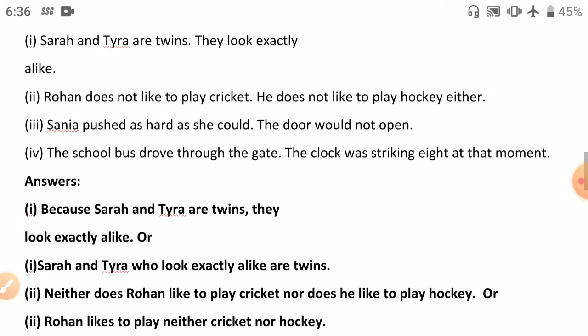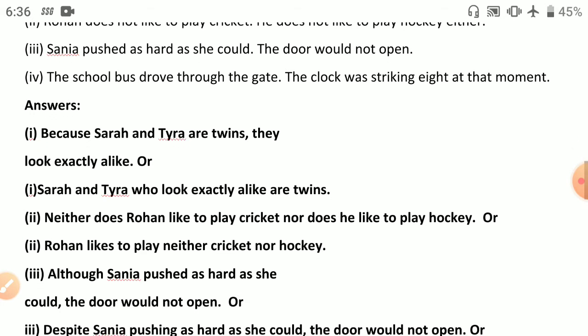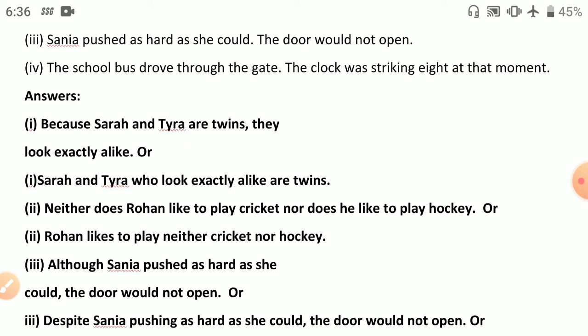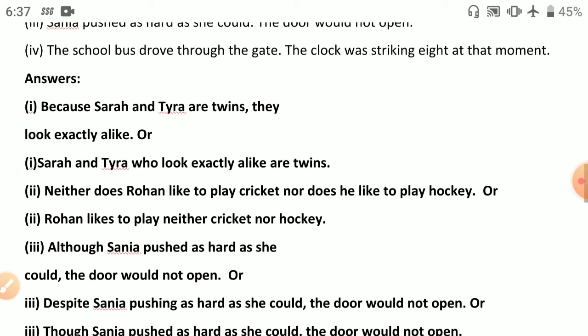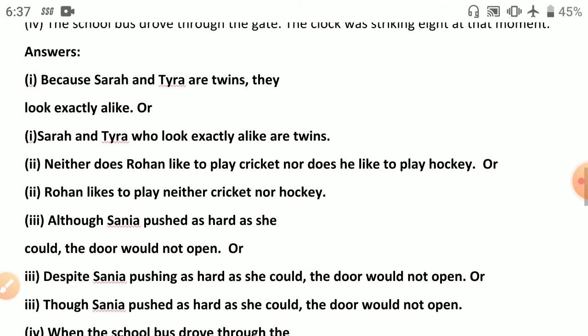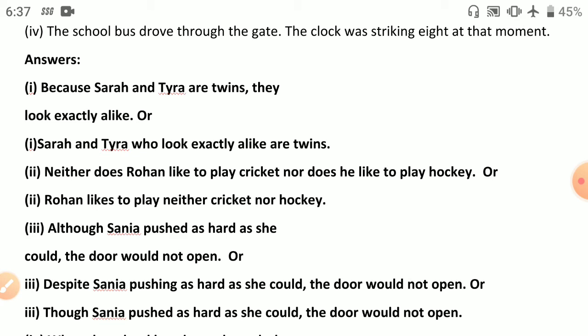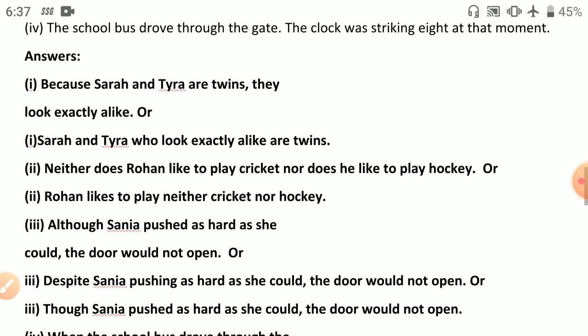So next one is: Sania pushed as hard as she could. The door would not open. So there are two possibilities. Although Sania pushed as hard as she could, comma, the door would not open. Or despite Sania pushing as hard as she could, comma, the door would not open. Or although and though is similar. So, though Sania pushed as hard as she could, the door would not open.